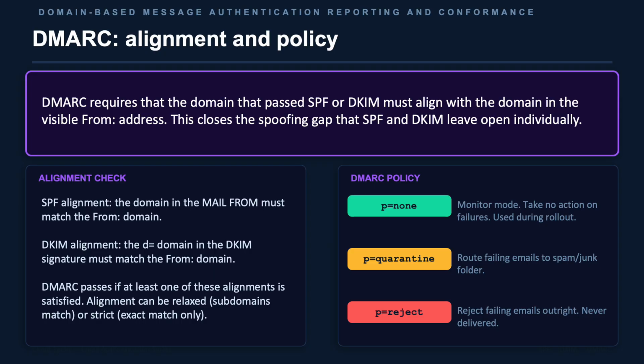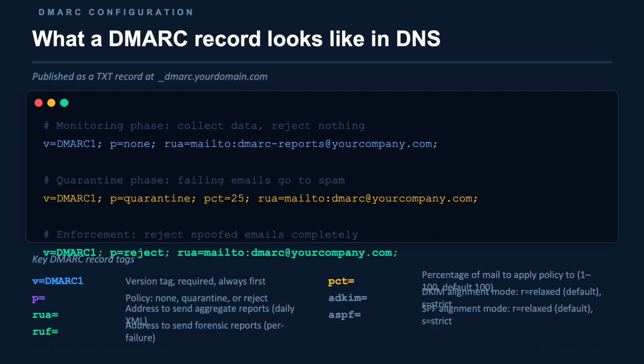The second thing DMARC adds is policy, which is your instruction to the world about what to do with mail that fails. There are three policy values. p=none means monitor only. Nothing gets blocked, but you receive reports. This is always where you begin, because you need to watch your mail flow before you start blocking anything. p=quarantine means sending mail to the spam or junk folder. And p=reject means refuse it outright so it never reaches the inbox at all. You move through these three in stages, and we'll see exactly how on the next slide.